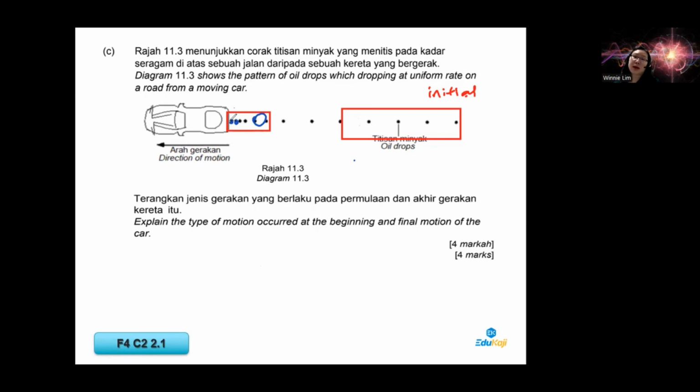Smaller, that means you are walking smaller and smaller steps. Get the idea? So you can say decelerate also. Okay, so how do you get 4 marks?